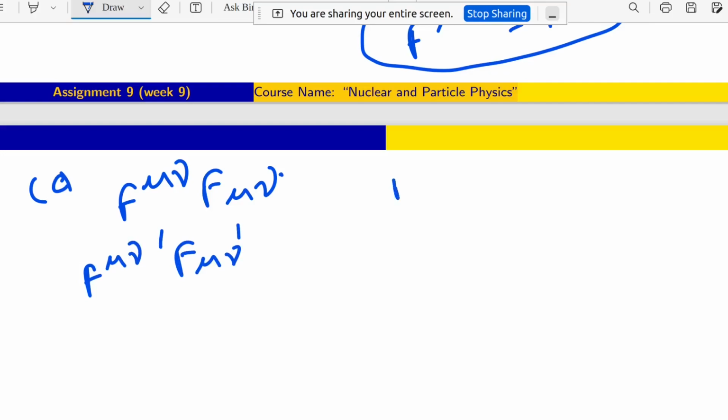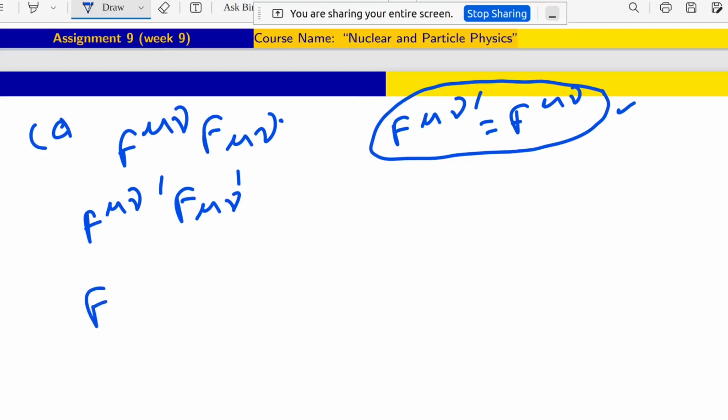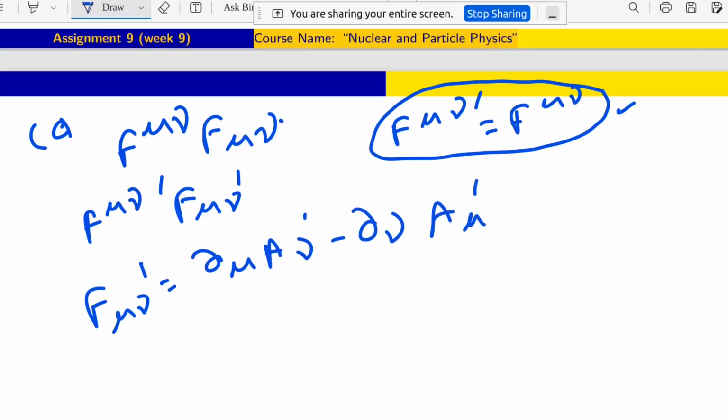Now in that first question we have already calculated that A mu prime is A mu plus del mu lambda. This condition we have already satisfied and proved. Now coming to the F mu nu prime condition. So what will be F mu nu prime? Del mu A nu prime minus del nu A mu prime.